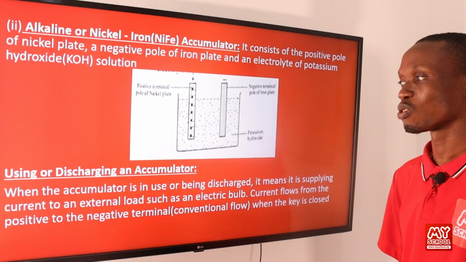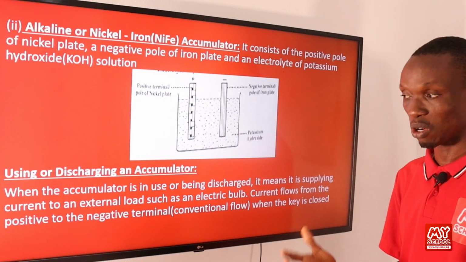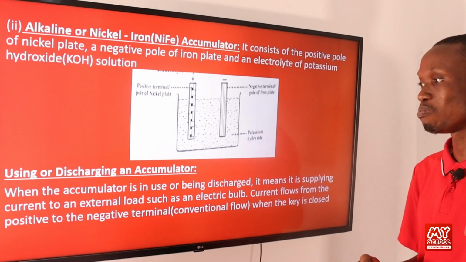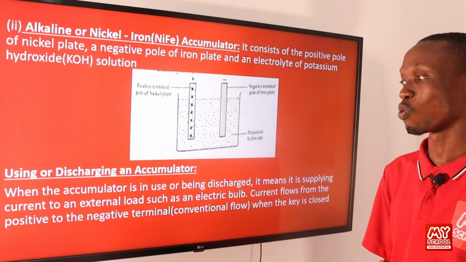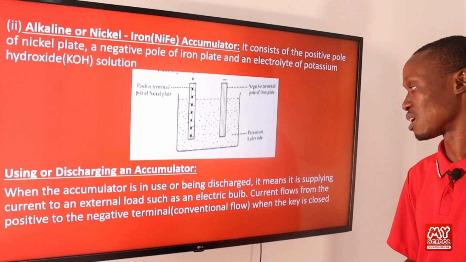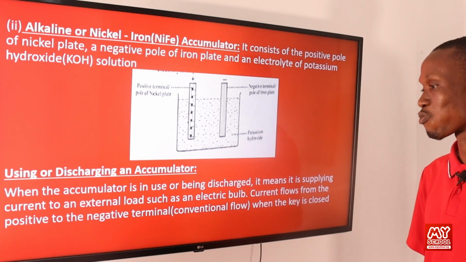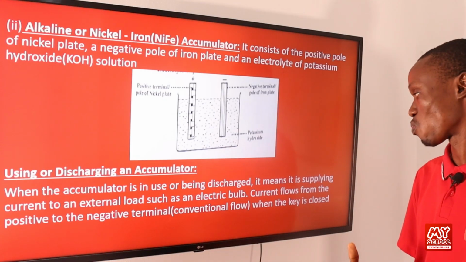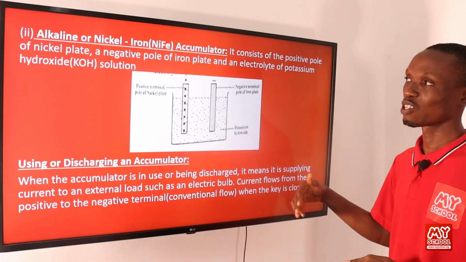So now let's talk about using or discharging an accumulator. When the accumulator is in use or being discharged, it means it is supplying current to an external load such as an electric bulb. So in this case, current flows from the positive terminal to the negative terminal when the key is closed. Let's move to the next slide.